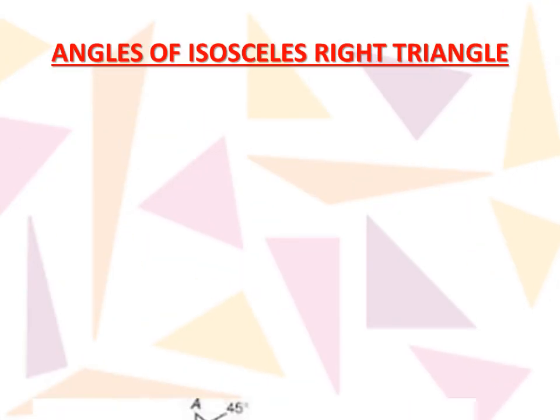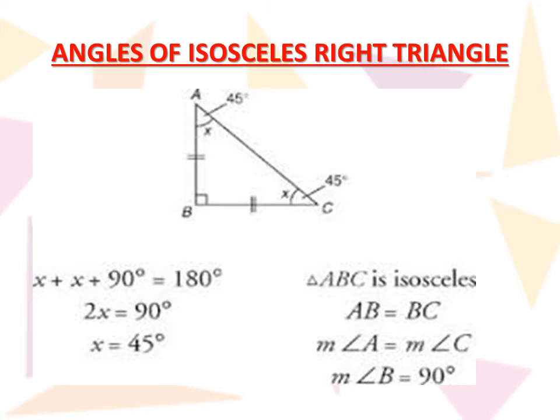Now we see another case, a right angled isosceles triangle. That means one angle is 90 degrees and the other two are equal. If these two sides are equal, what is the value of these two angles of this triangle? Since this is an isosceles triangle, one angle is 90 degrees and the other two angles are equal since the sides BC and AB are equal. So what will it be?